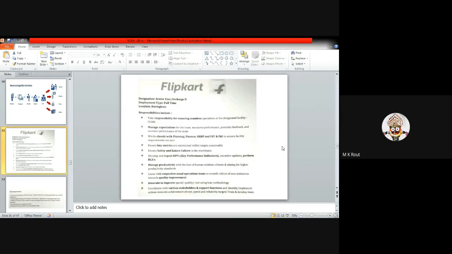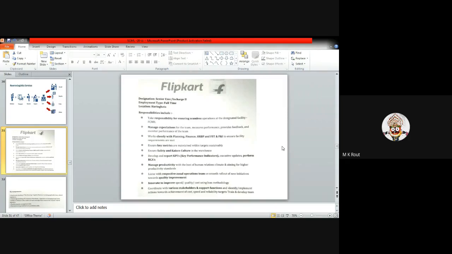The next is facility student training. The next is facilities and infrastructure to ensure the F and I, which stand for facility and infra, to ensure facility requirements are met. Then other responsibilities include ensuring key metrics are maintained within the target sustainability. So you know most of the companies are focused towards sustainability through implementing green environment or green supply chain management. That is why they directly focus on key metrics of target towards sustainability.